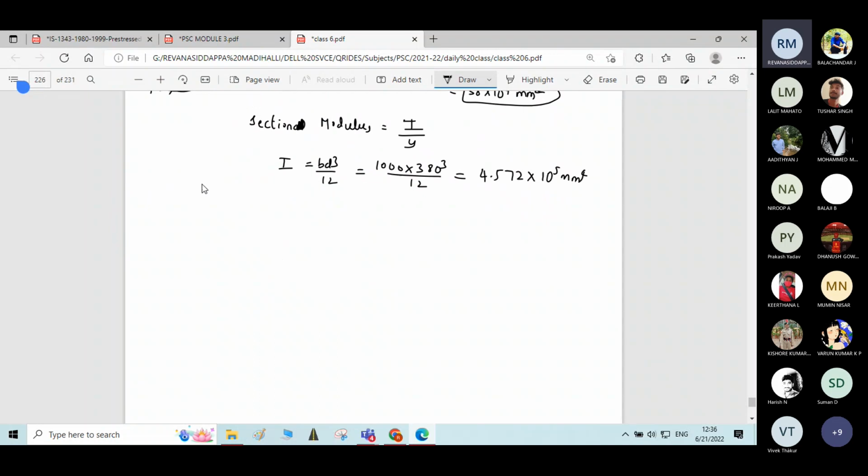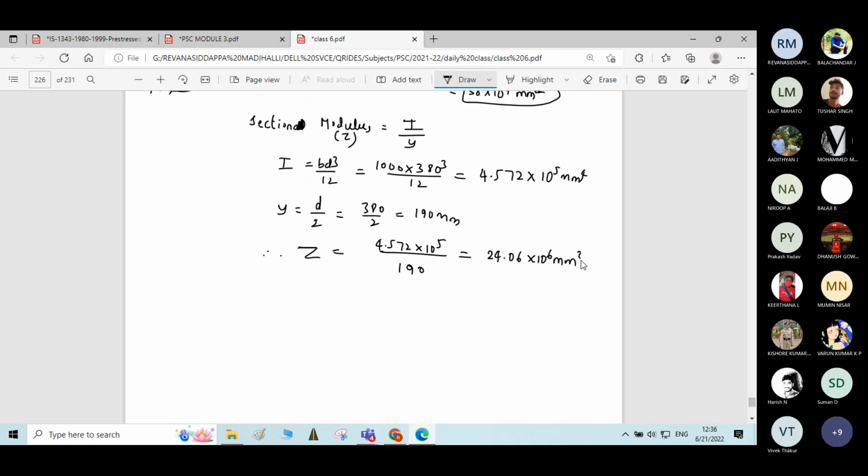Then Y is equal to what? For rectangular section, it is depth divided by 2. Depth is 380 divided by 2. We'll get the answer as 190 mm. Therefore, Z is equal to I, which is 4.572 into 10 power 5 divided by 190. Or else directly you can use the BD square by 6 formula. You'll get the same answer. By this, you get the section modulus as 24.06 into 10 power 6 mm cube.